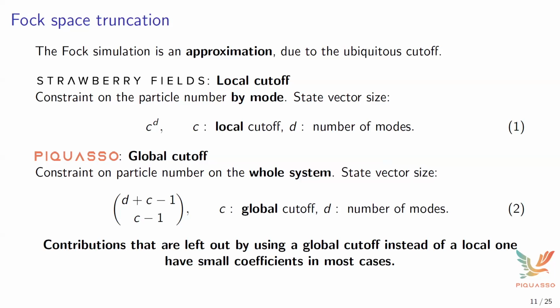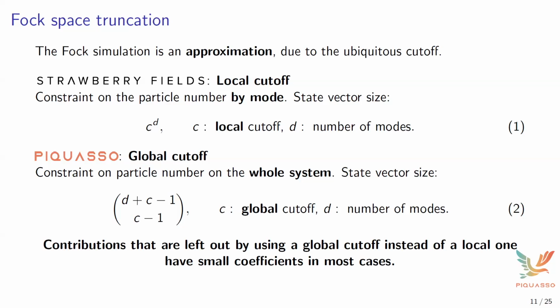Now I want to talk about the Fock space truncation, because lots of photonic machine learning applications are implemented with Fock states. And you need to have infinite dimensions to represent a Fock state exactly. But in a classical simulator, of course you cannot. So that's why you have to truncate the Fock space. There is a previous solution, called the local cutoff, which is implemented in another simulator called Strawberry Fields, which is a cutoff on the particle number by mode.